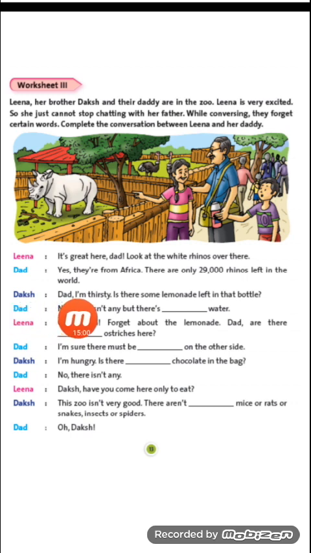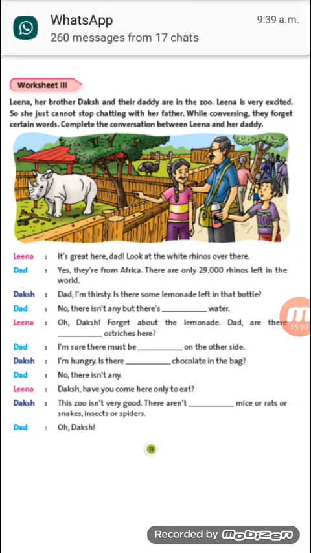Now, ducks, Dad, I'm thirsty. Is there some lemonade left in that bottle? Now, as students, I have told you, see here, some. They have used some with lemonade, and I have told you that we can use some with both countable as well as uncountable nouns, and lemonade is uncountable, so we can use some with it. Some here means she is expecting. I have told you that some we use for positive statements, means she is expecting that there might be some lemonade in that bottle.